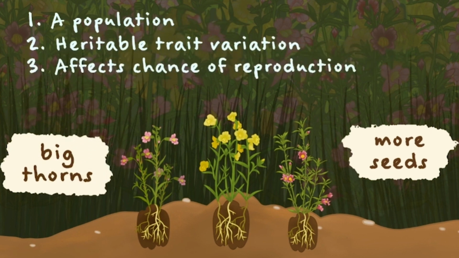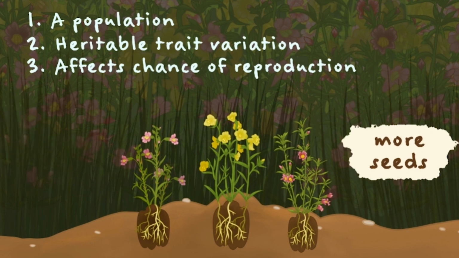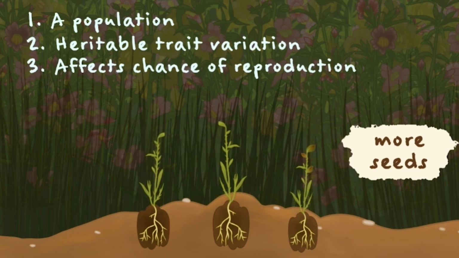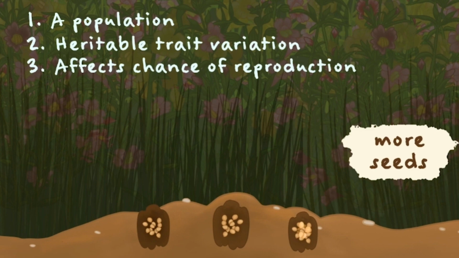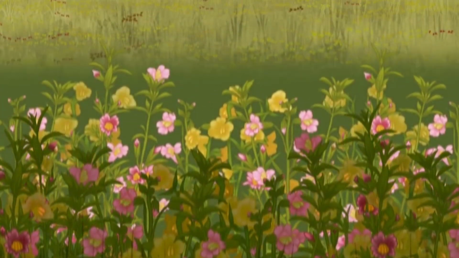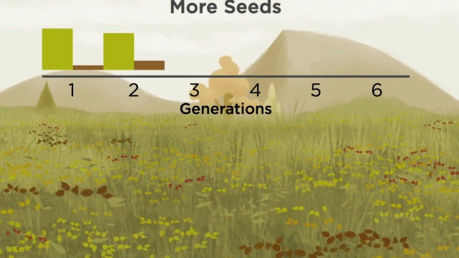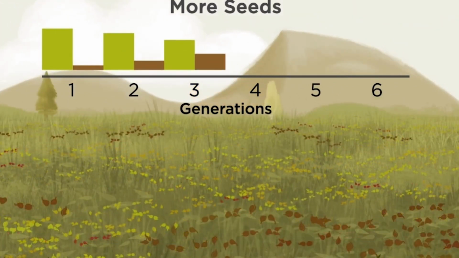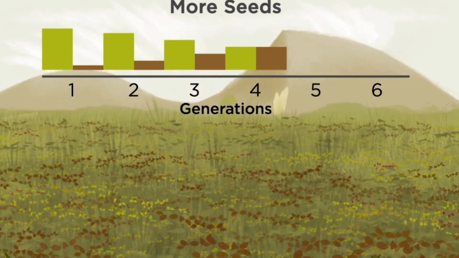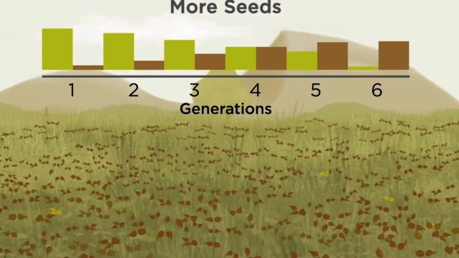The third thing you need is for some individuals to have a trait difference that affects their chances of reproducing. Since seeds are literally how plants reproduce, more seeds fits the bill. On average, plants with this trait pass their genes and the resulting traits to more offspring. That means in the next generation, the more seeds trait will be a little more common, and plants that make fewer seeds will be a little less common. This pattern continues with each generation. Over time, differences in reproduction cause a shift at the population level.